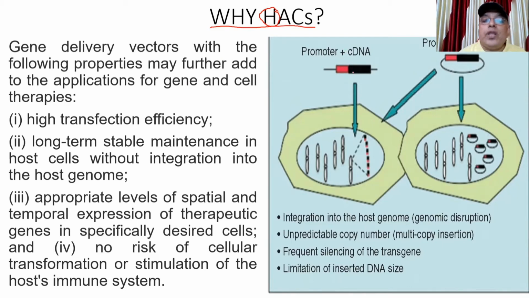This incorporation of the gene, its multiple copy formation, leads to its integration into the chromosome. And this will cause a disruption in the structure of the chromosome, and so it may adversely affect the function of the chromosome. So it may lead to mutagenesis, it may lead to carcinogenesis, it may lead to the disruption of the normal karyotype.